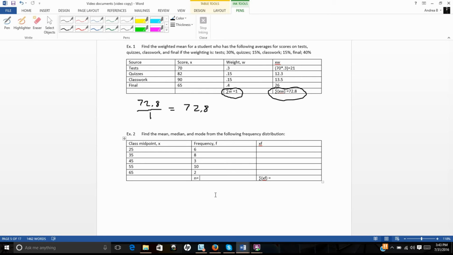And to find that, once again, you add up your frequencies. So if we add up our frequencies in this case, we get 29. So our sample size is 29. That means that there were originally 29 values to begin with for this set of data.